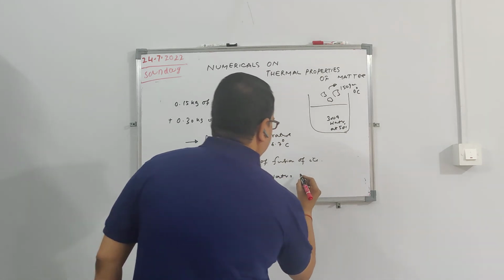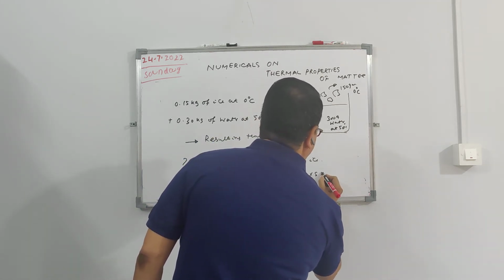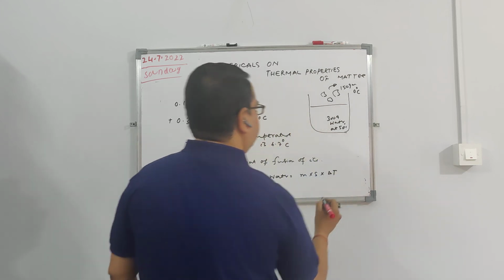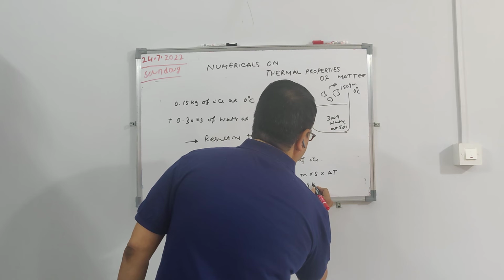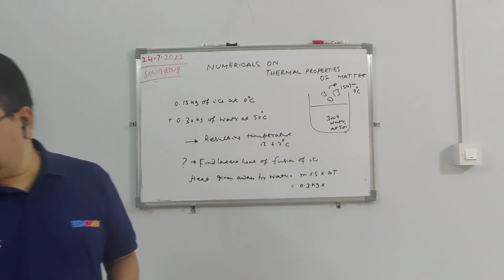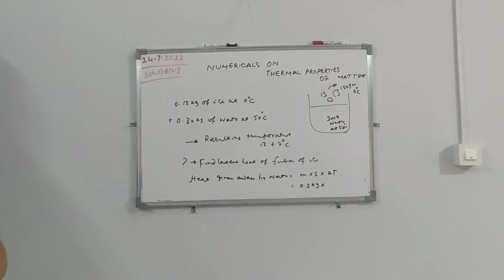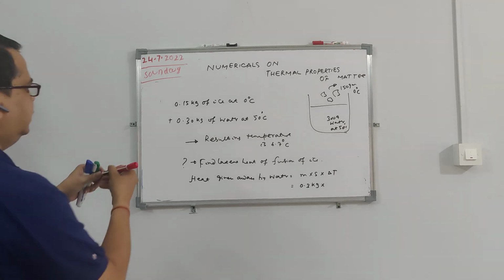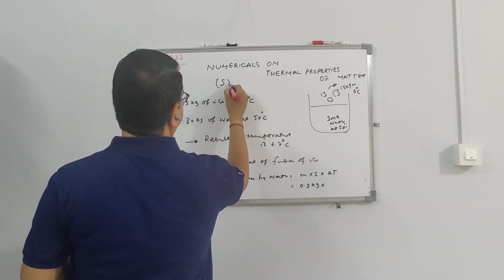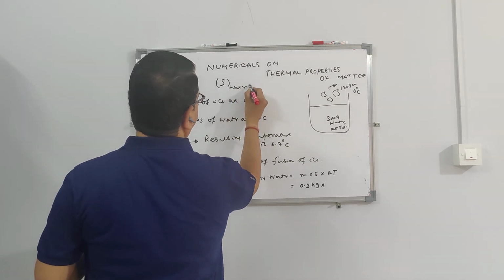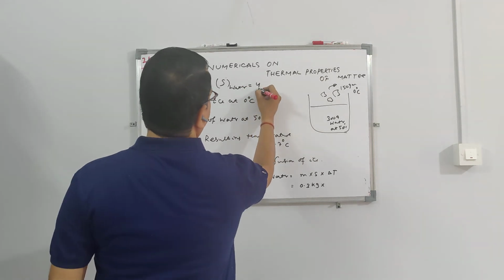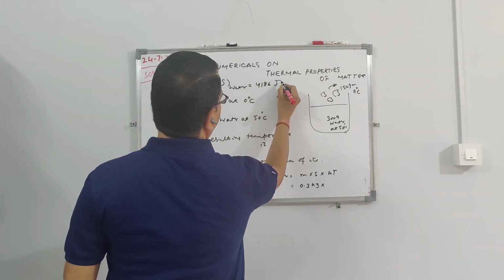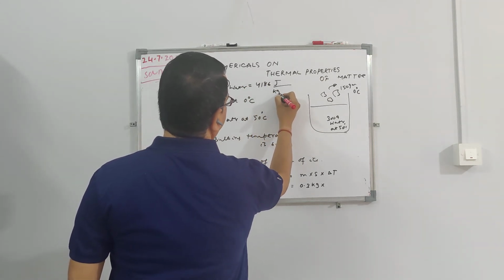Okay, so it is mass into specific heat into delta T. Your mass is, say, 0.3 kg. The specific heat of water is given as 4186 joule per kg per Kelvin.